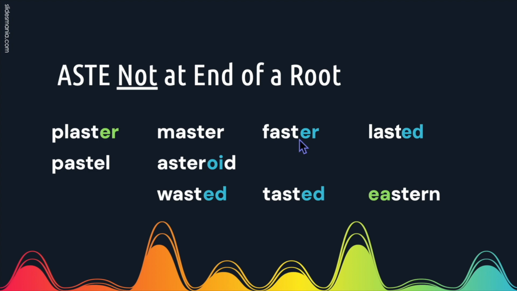Notice the root word of fast, and we just added the suffix, lasted, pastel. OI says oi, asteroid. In this word, we started with the root word of waste and added the suffix ed, so it says wasted. Tasted. In this word, we have ASTE, but the A is grouped with another vowel. E and A together usually say E, so this word is Eastern.